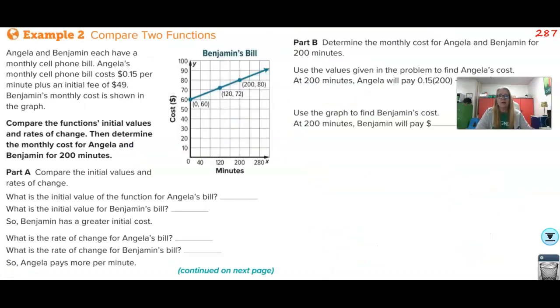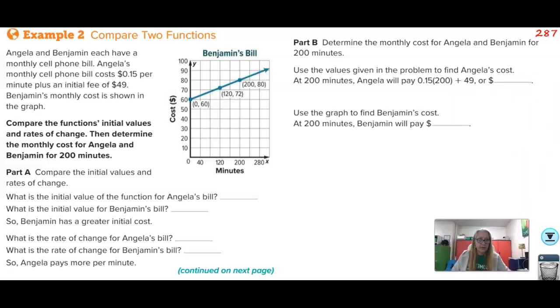Now we have example 2. Again, too many words on the page. Seriously, this is a math book. Why are there so many words on the page?